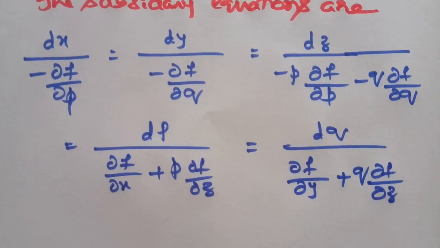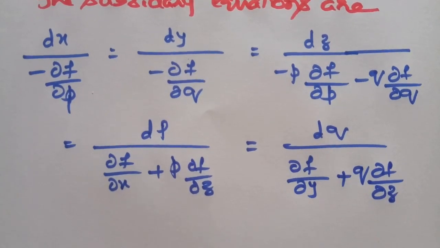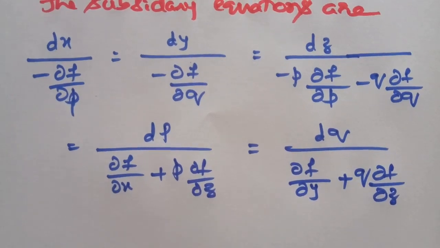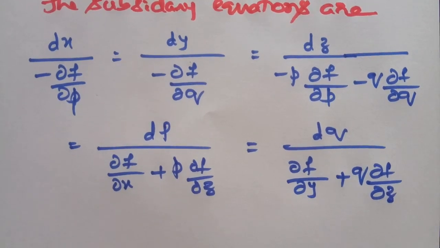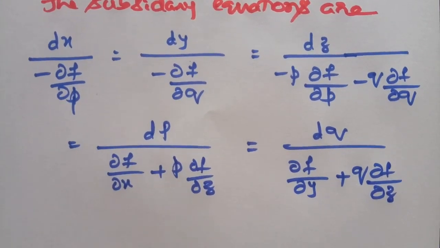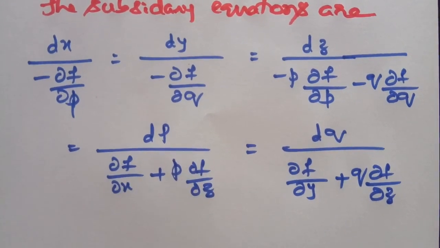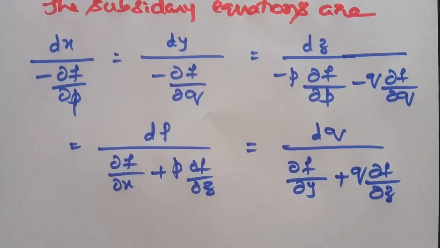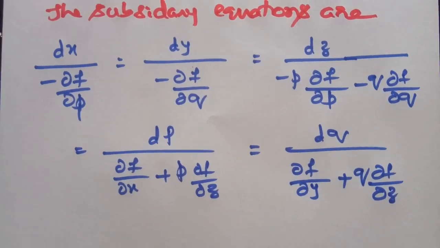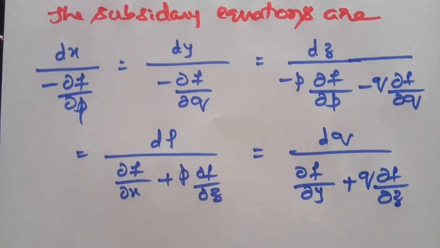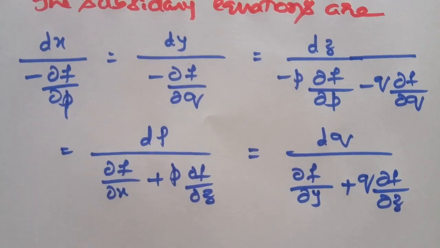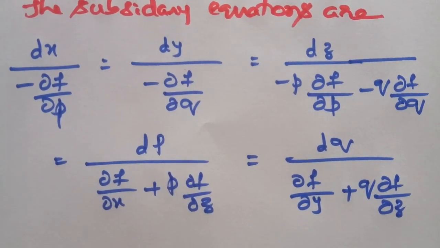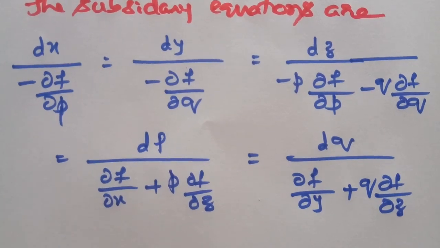So if you solve these subsidiary equations and substitute the values obtained in the given equation, we can get the values of p and q. Substitute the values of p and q in the equation dz is equal to p dx plus q dy, then simplify and integrate, and we get the complete solution. This is Charpit's method to find the solution of a non-linear partial differential equation of first order.